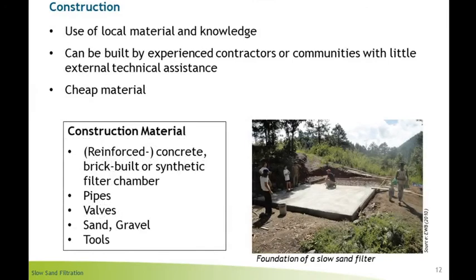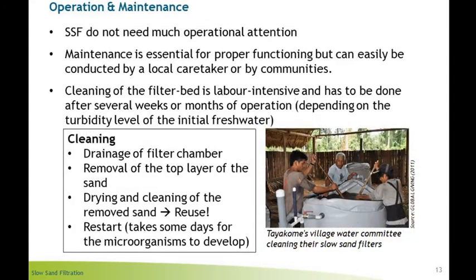For construction, use of local material and knowledge, it can be built by an experienced contractor or communities with little external technical assistance. Cheap material, only sand and gravel are required. The construction material required for the sand filter is a concrete or synthetic filter chamber, pipes, walls, sand, gravel and a stool. For operation and maintenance, slow sand filters do not need much operational attention. Maintenance is essential for proper function but can easily be conducted by local communities.